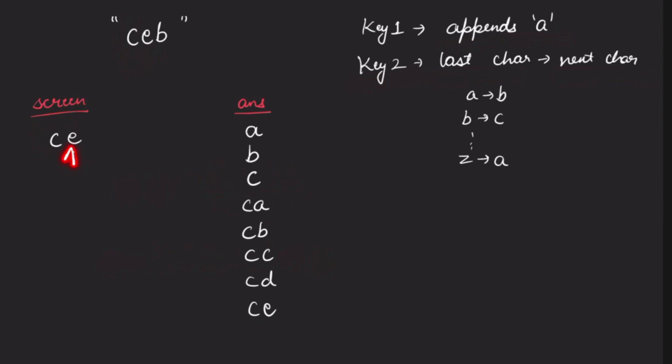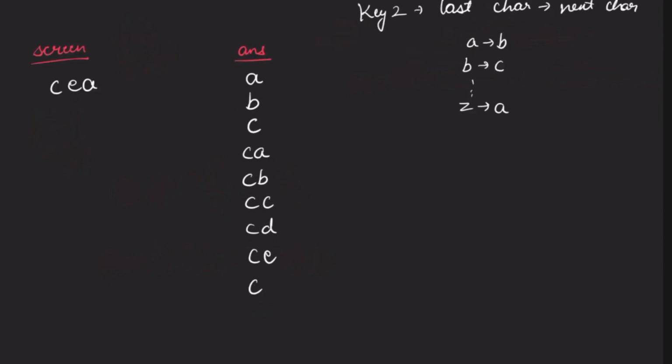And once you have made this character equal to E, then you will move on to the next character. Now for the next character, again you want to append A, right? So you will append A here. So this is one of the strings, CEA.